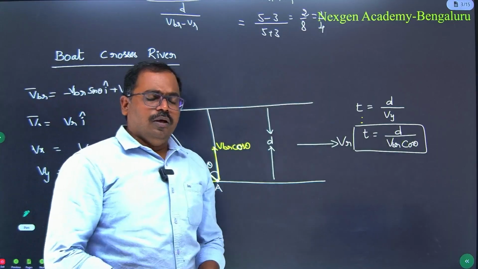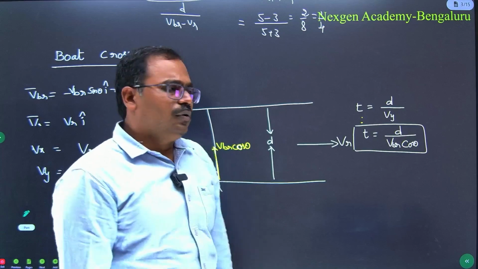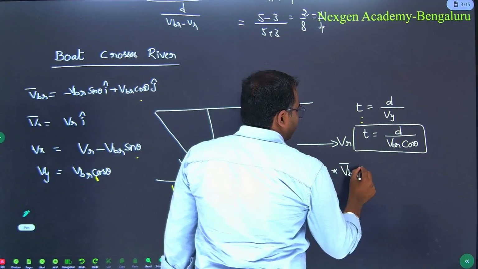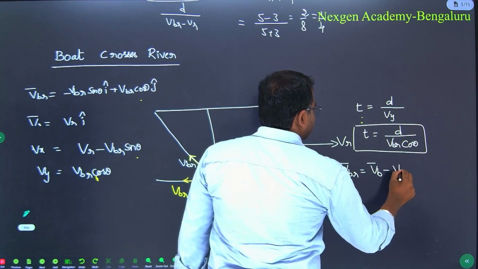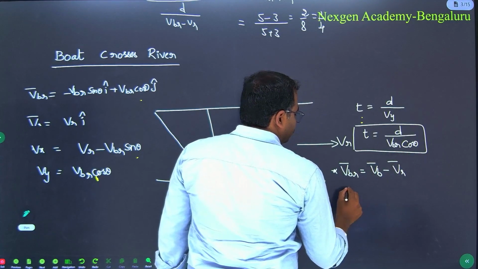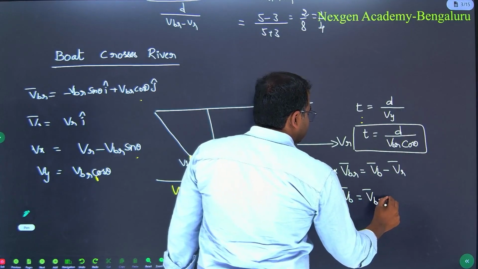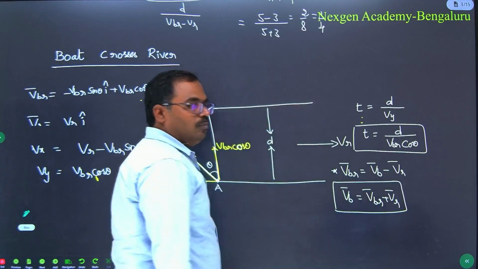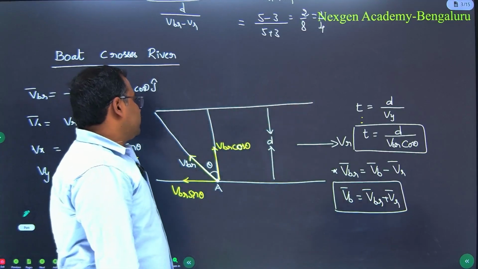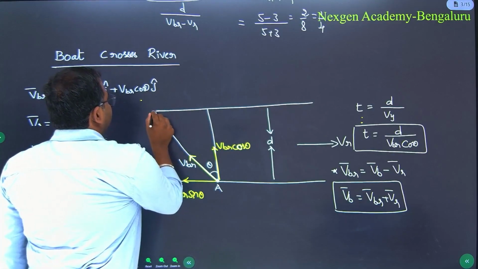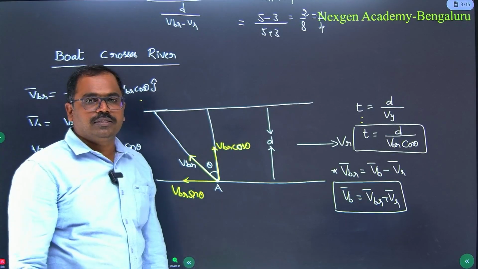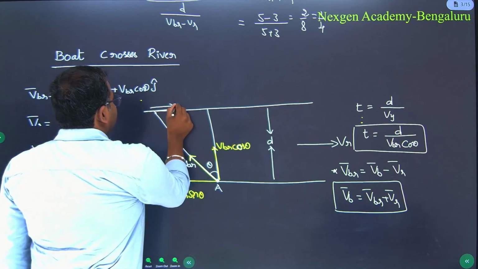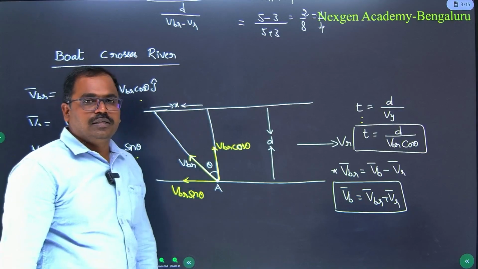Then what is the absolute velocity of the boat? Absolute velocity of the boat means VBR is equal to VB minus VR, or VB is equal to VBR plus VR. This is the absolute velocity of the boat. Now imagine the boat has traveled some horizontal distance. What will be the horizontal distance traveled by the boat?